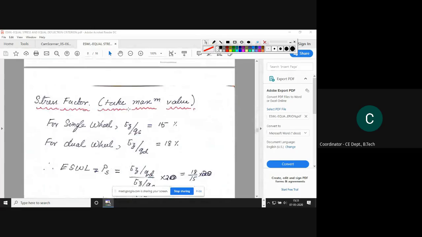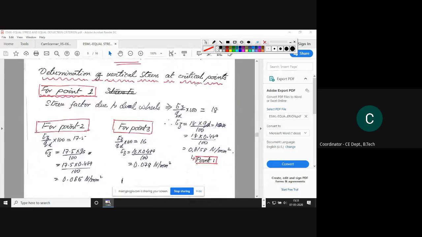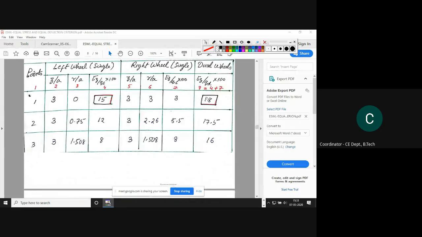Then how we will find out? Simple. Whatever value we get here, this 18, we will just equate this with this equation. For point 1, sigma z1 we will get by equating these two. For point 2, we will get sigma z2 by equating these two. And for point 3, we will get sigma z3 by equating these two. If we equate these two, what happens? See, sigma z1 by QD into 100 is your 18%. This one is for point 1.